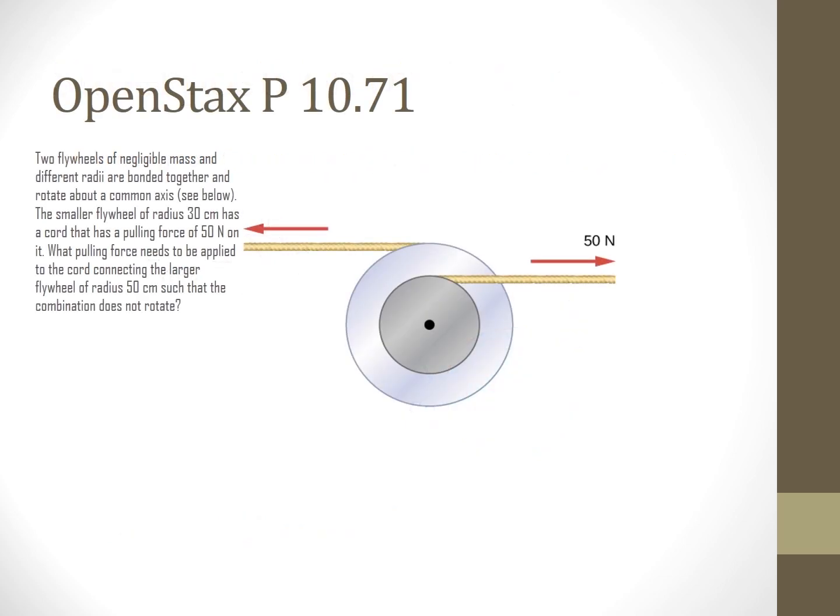So the first example is taken from OpenStax problem 10.71. We've got two flywheels. We neglect the masses of the flywheels for now. And they have different radii. And they're bonded together so they rotate about a common axle. The smaller flywheel has radius 30 centimeters, and there's a cord pulling on it with 50 newtons as shown. What pulling force needs to be applied to the cord connected to the larger flywheel of radius 50 centimeters so that the combination does not rotate?